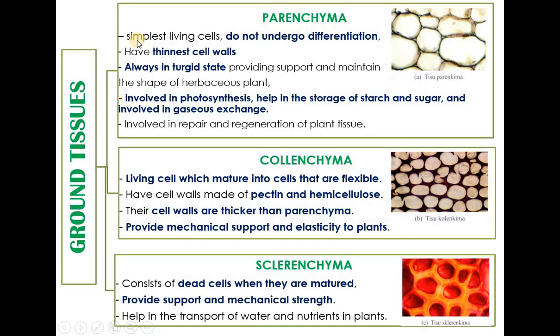Parenchyma refers to the simplest living cells. They do not undergo differentiation and have the thinnest cell wall. What we can see here, the cell wall is very thin. They are always in a turgid state, providing support and maintaining the shape of the herbaceous plant. They are also involved in photosynthesis, help in the storage of starch and sugar, and are involved in gas exchange. They are also involved in repair and regeneration of plant tissue. This is the structure of the parenchyma tissue.